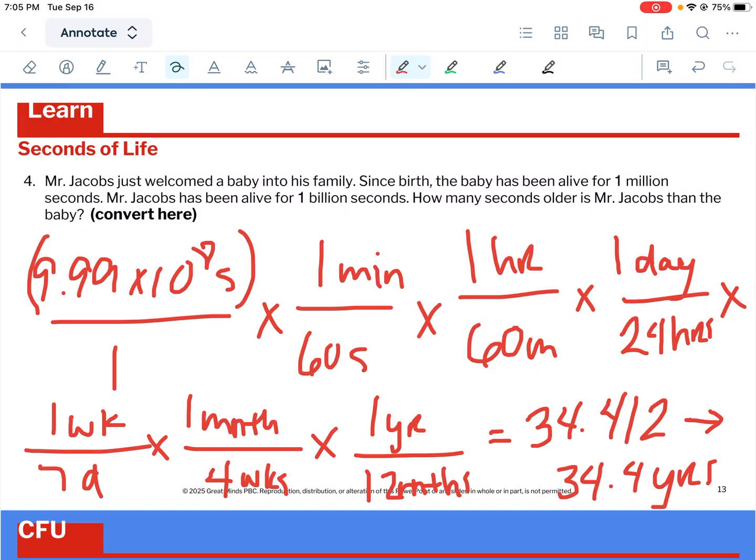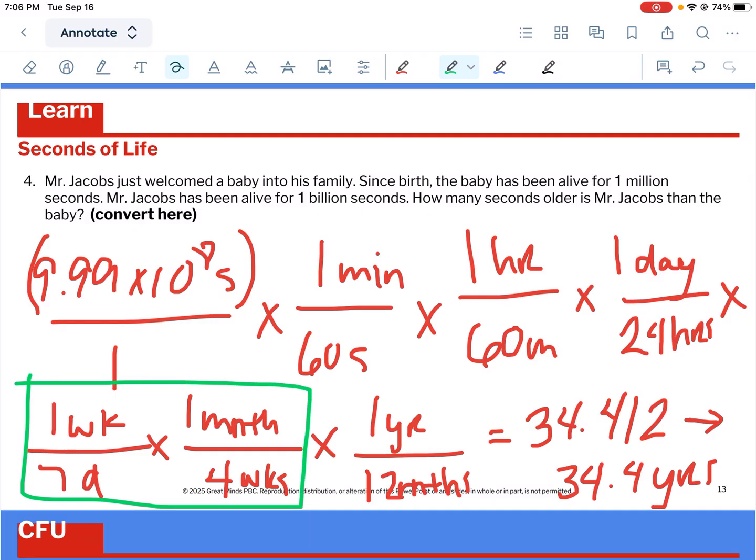Take a second to digest that. Quick note to self though. If you wanted to, you could have converted from days, and we could have put in 365 days in 1 year, by the way. It could have skipped this conversion here.